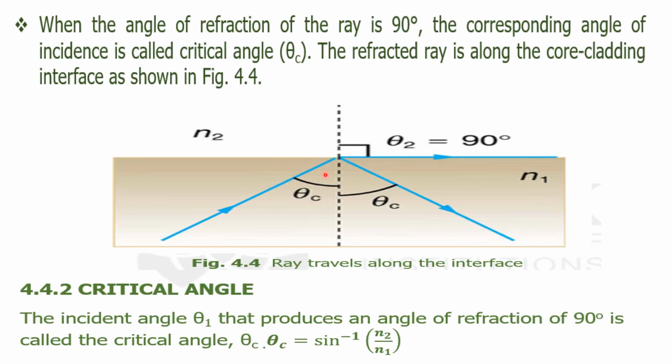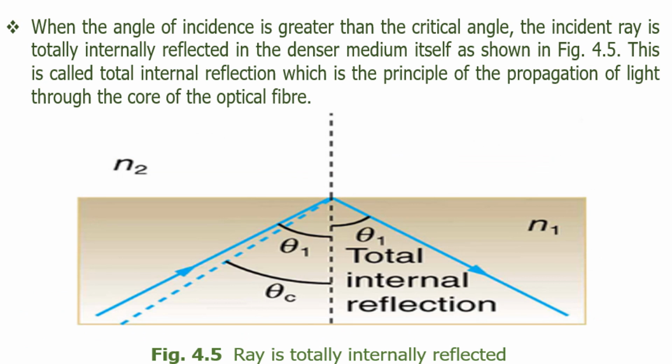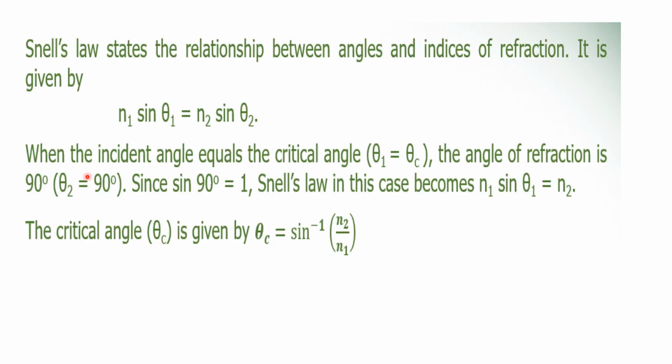So here what is shown is the angle of incidence is equal to θc, which means critical angle. So what happens? From the normal, the refracted ray makes the angle θ2 equal to 90 degrees, which means it coincides with the interface between core and cladding. So anything greater than θc will make complete total internal reflection possible. Now we will have to derive an expression for this θc. Okay, so we will go for the derivation.